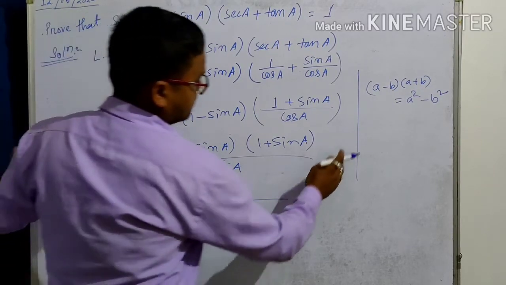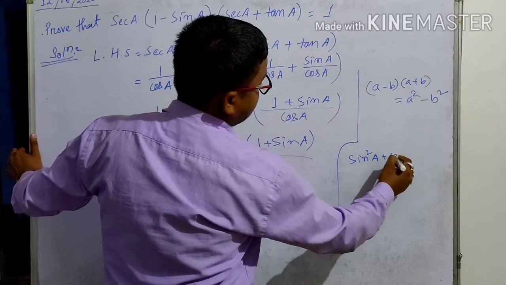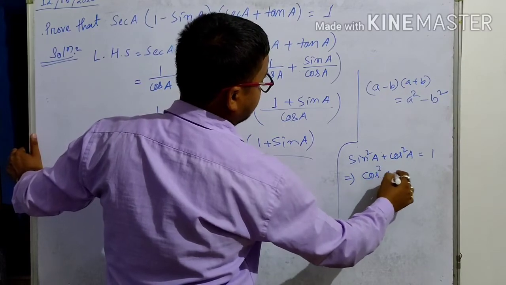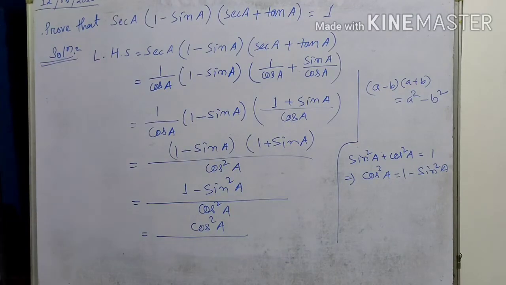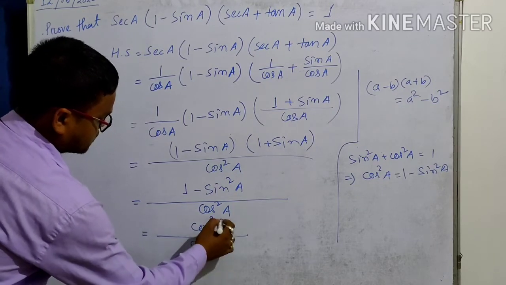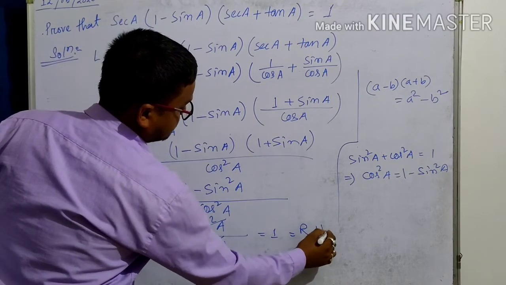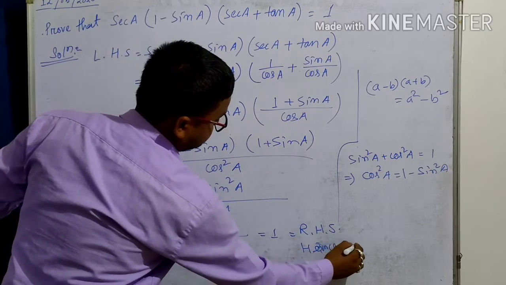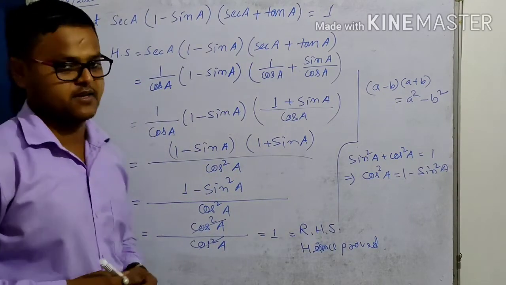So how you get cos square a? Because we know sin square a plus cos square a is equal to 1. So from here you find cos square a is equal to 1 minus sin square a, by using the identity. Now cos square by cos square cancel, finally what you get? This is 1. So 1 means this is your right hand side. So this is the proof, hence proved, just by applying identities.